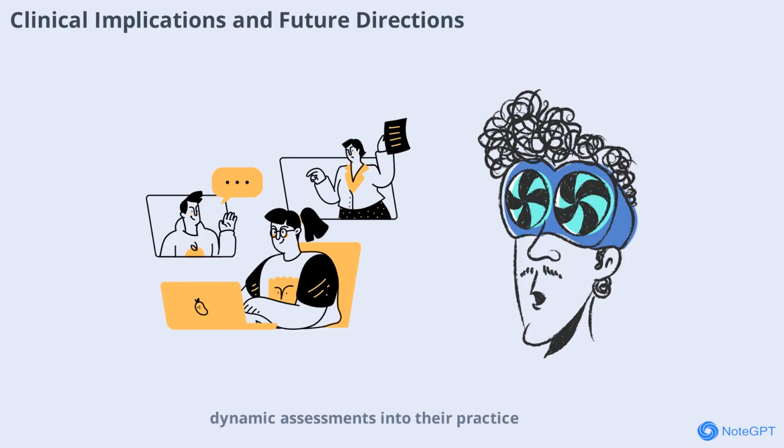Clinicians are encouraged to incorporate dynamic assessments into their practice, using accessible tools like smartphone apps when advanced equipment is not available. Ongoing research is needed to refine measurement techniques and establish normative values for dynamic Q-angle in different populations. Ultimately, a shift towards dynamic, movement-based evaluation will enhance our ability to prevent, diagnose, and treat knee injuries more effectively.